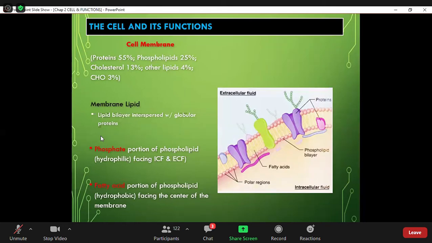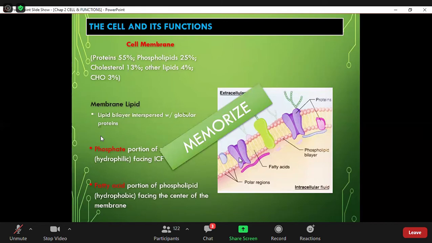The cell membrane is 55% proteins, 25% phospholipids, 13% cholesterol, and other lipids only 4%. Carbohydrate is only 3%. The membrane lipid is interspersed with globular protein. This is your globular protein. You have to memorize this.